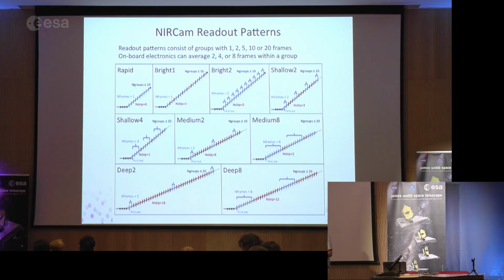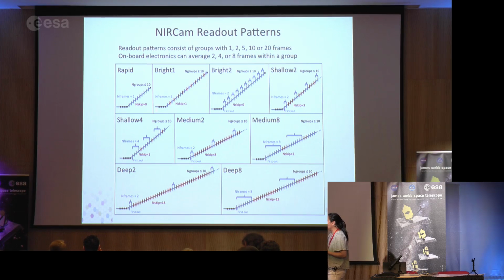One of the ways that we try to get around these data volume problems is by averaging frames together into groups. This is a common strategy that's adopted by all of the instruments. What I'm showing you in particular are the readout patterns from NIRCam, since NIRCam is the instrument that has the potential to generate too much data.